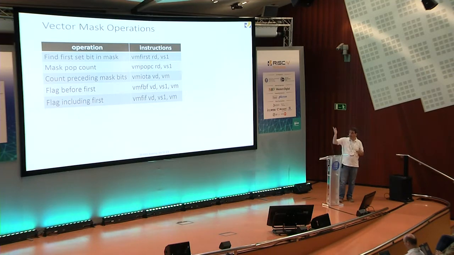VM first will, as the text you've already read, find your first bit set in the mask, so you can know where you want to store something. IOTA is a very classic instruction that was available in a similar form in Cray, and basically counts and returns to you in a vector how many preceding mask bits are set. And this is actually useful for histogram, for many things. It's somewhat expensive, but I think people are going to like it.